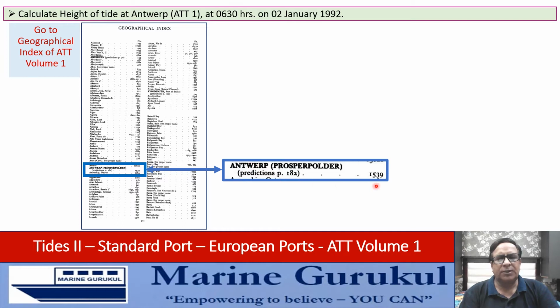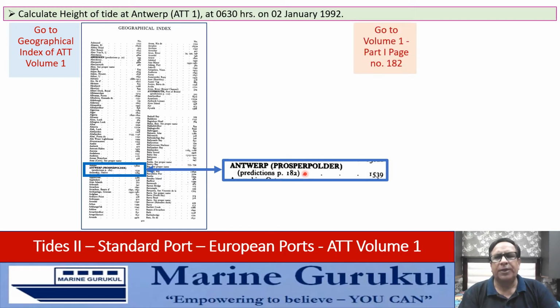Then this port has a number 1539, which we'll use when we do the secondary port, so it will not be used today. And it's also written here that its predictions are on page 182. So from the geographical index, you have figured out that Antwerp is a standard port. We did not presume Antwerp to be a standard port. We went to the geographical index, and from there we figured out it's a standard port. We also got the information that the predictions are on page 182 of ATT Volume 1.